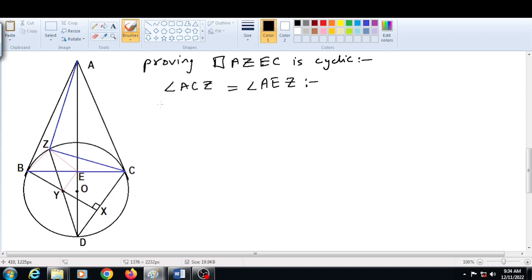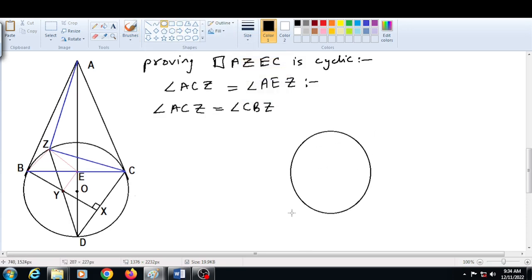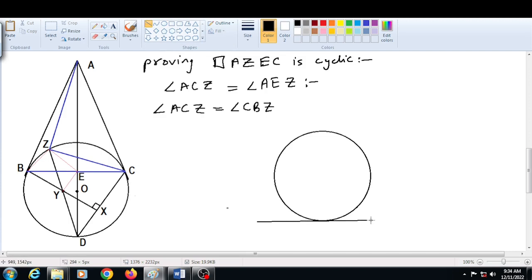Consider the following. Angle ACZ is equal to angle CBZ. This comes from a certain property in circles. So for example, if you have a circle like this and there is a tangent, for example, like this, then what you do is you consider a certain point on the circle, any point. Suppose this is one point A. Then you consider any other point B, and you connect the following segments.